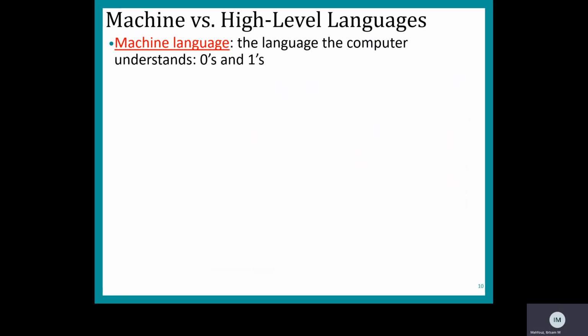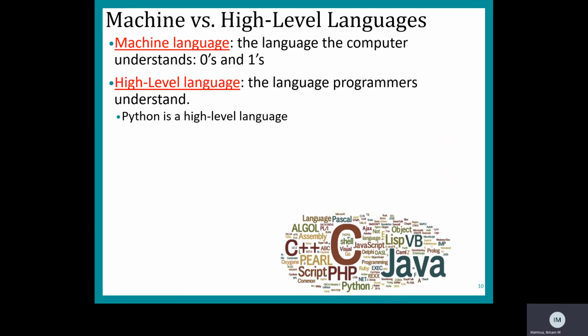So now the computer is talking a language of signals. It's only understanding bits and bytes, zeros and ones. We call this machine language. Now imagine if you had to write a program in machine language. This would be horrible. So we do not write code in machine language. We write code in a high-level language, a language that you as a programmer will be able to understand and memorize. Python is a high-level language.